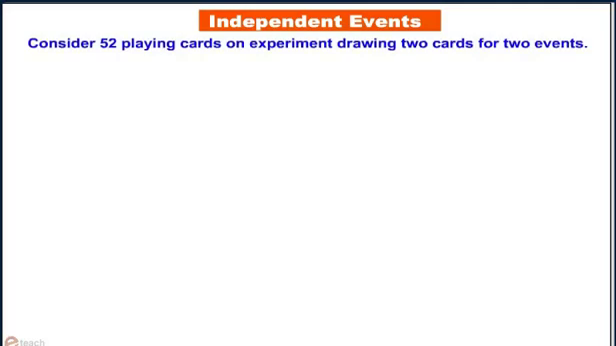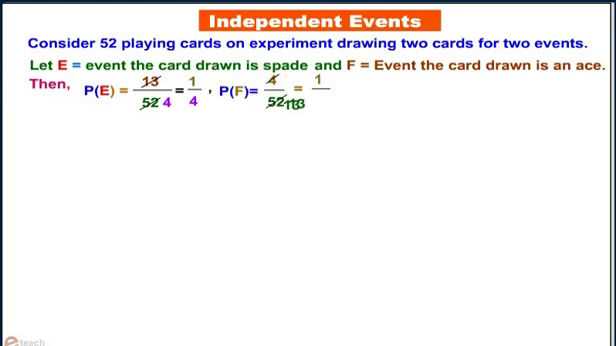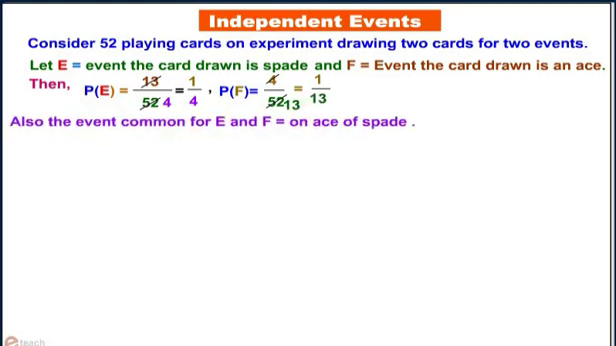Independent events. Consider 52 playing cards and an experiment of drawing 2 cards for 2 events. Let E equal the event that the card drawn is a spade and F equal the event that the card drawn is an ace. Then probability of E equals 13 by 52, which is 1 by 4, and probability of F equals 4 by 52, which is equal to 1 by 13.